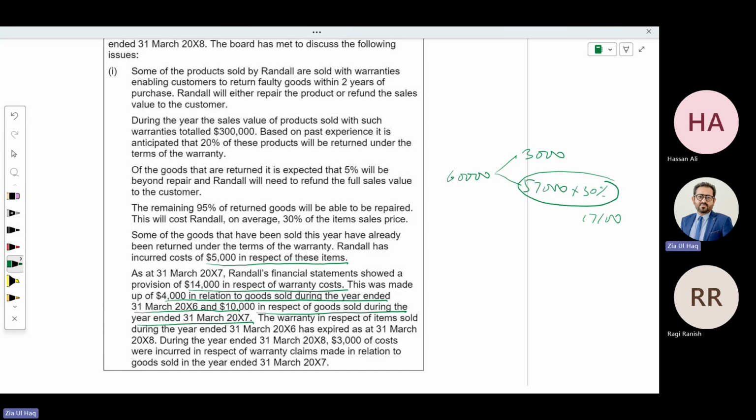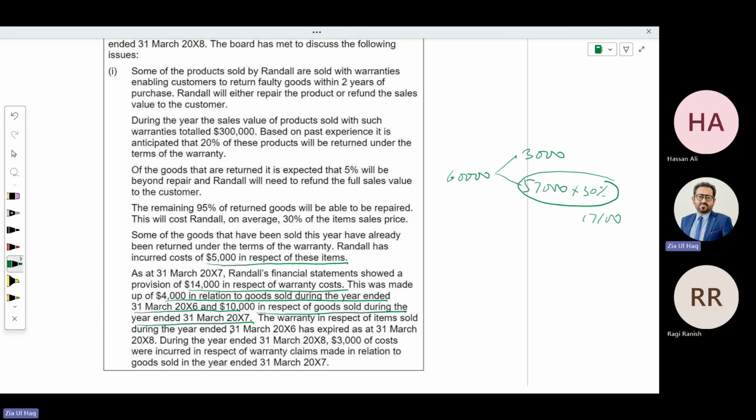How much provision for the current year is required? 15,100. This means they need to create more provision by how much? 5,100 for the current year.